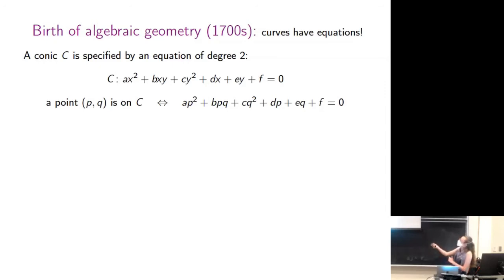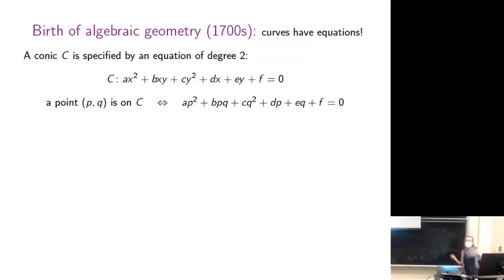So what does this equation do for me? Well, it's a rule. It tells me when some point in the plane is on my conic curve, right? So you can use it to test if some point (P, Q) is on my conic. Well, I just plug in P for X and Q for Y and see if I get 0. Everyone with me? Okay, great.